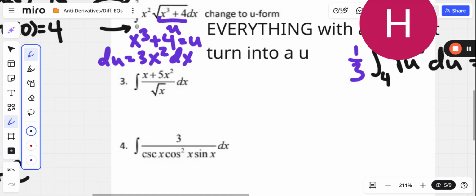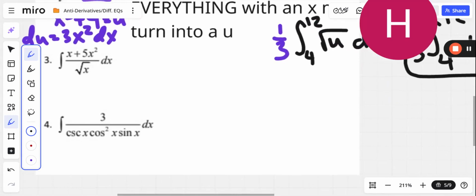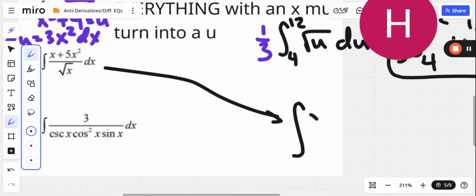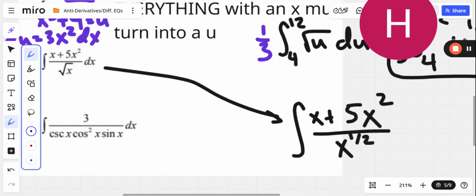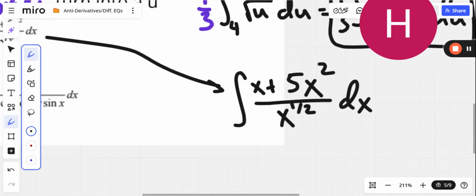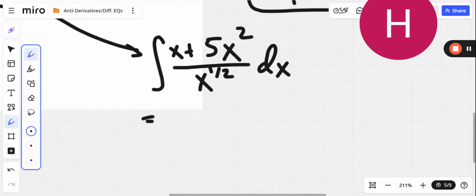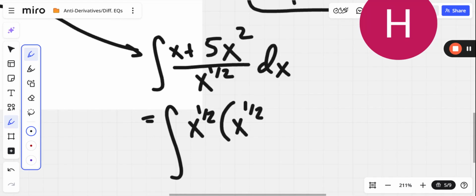Now, if you think about this carefully, we can simplify this expression. We can just divide, or use the rules of exponents to realize that this is x plus 5x squared over x to the 1/2 power, which means that I can reduce these terms. In a sense, what I'm technically doing is factoring out x to the 1/2 on the top, and that just leaves me with x to the 1/2 plus 5x to the 3/2.